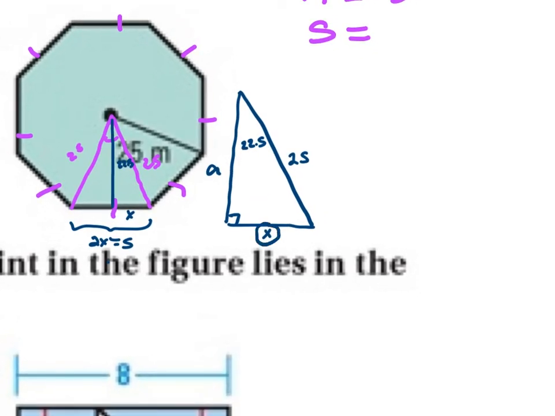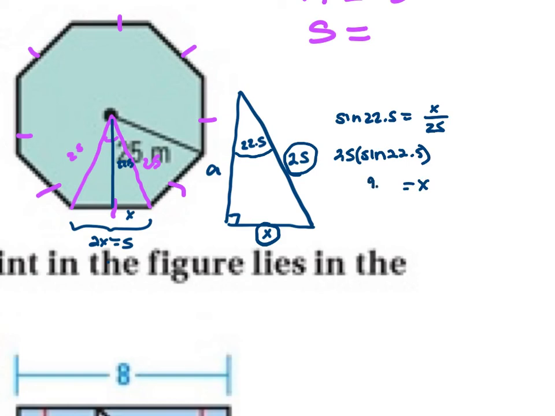I'm going to use X and 25, which with respect to the 22.5 is opposite and hypotenuse, which means we're using sine. So the sine of 22.5 would be opposite over hypotenuse, numbers in the bottom this time. So 25 times the sine of 22.5 is going to give me X. So X is, we're going to round it to 9.6.